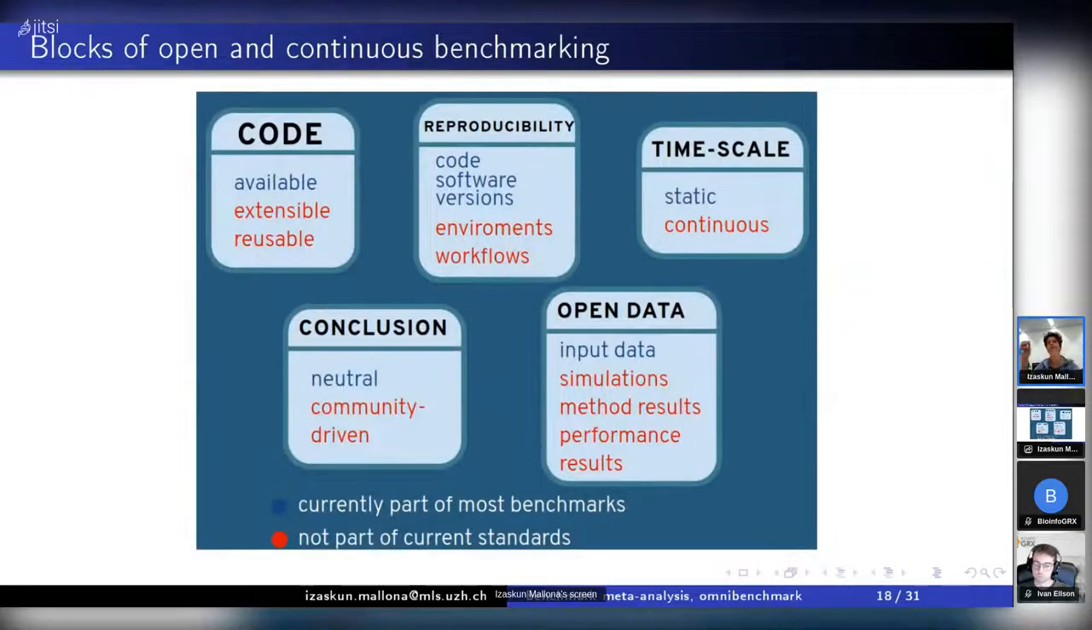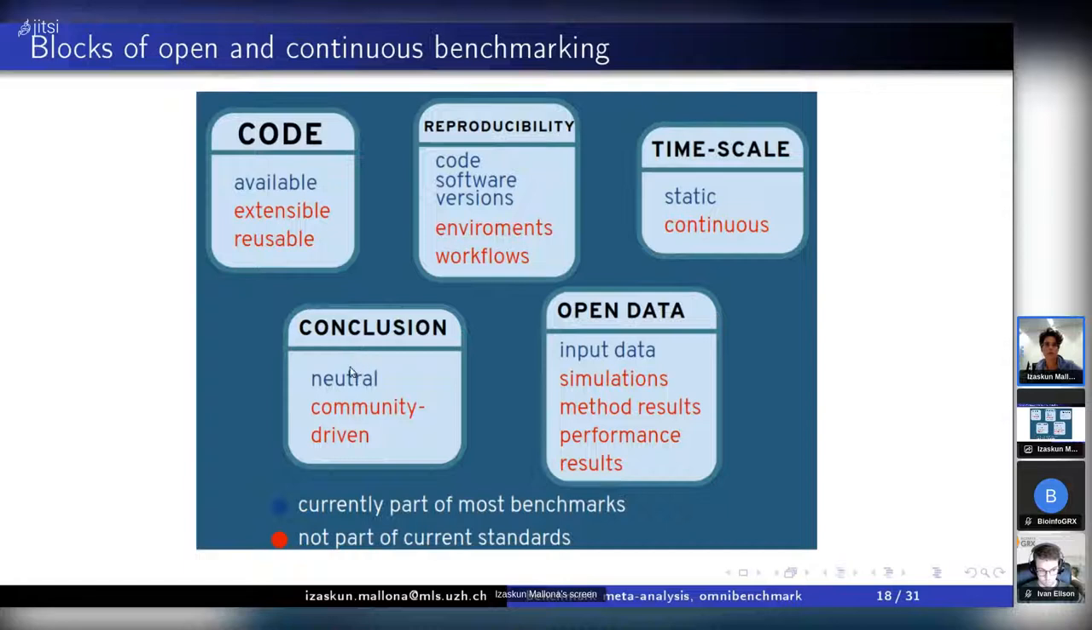So after that, we reasoned, okay, what's happening in the current status of the benchmarking field for single cell tools? Well, we find that code normally is available, not always, but that doesn't mean that it's extensible and reusable. In terms of reproducibility, it is available, but the software versions sometimes are lacking. But explicit environments, like the files you need to set up a code environment, or even workflows are missing. We find that all the benchmarks were totally static. Like, we take a snapshot when I start doing the paper and then it's done and I publish and I forget.